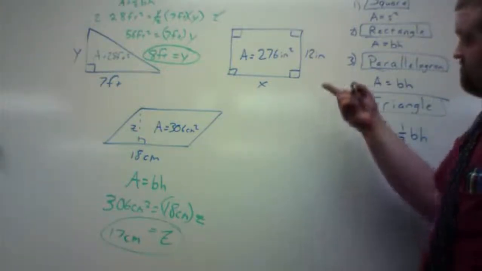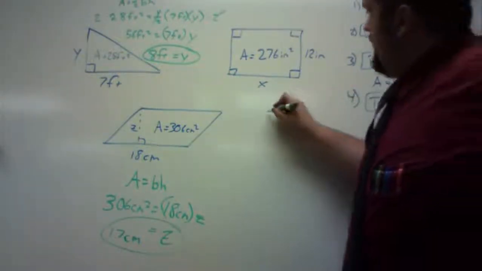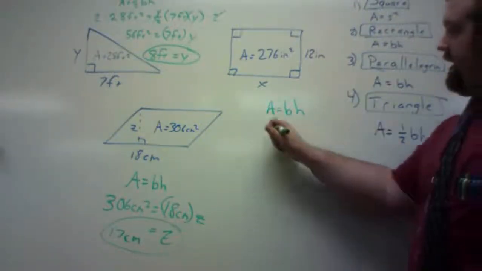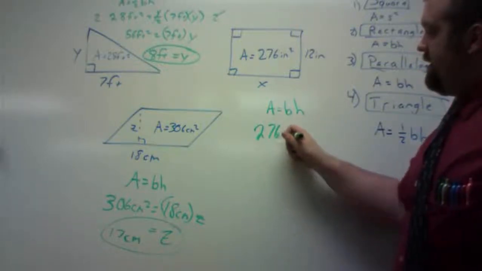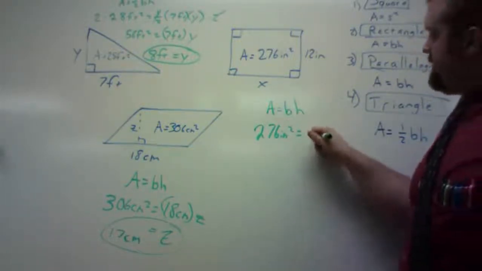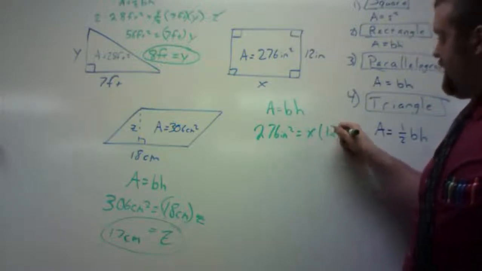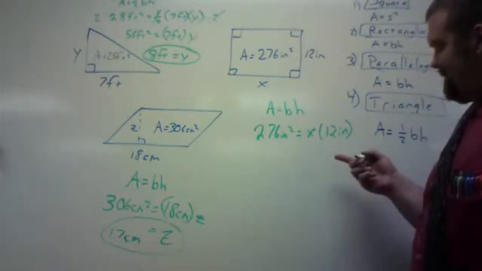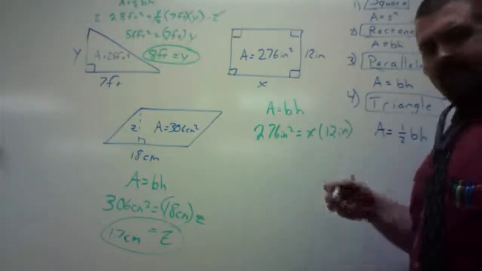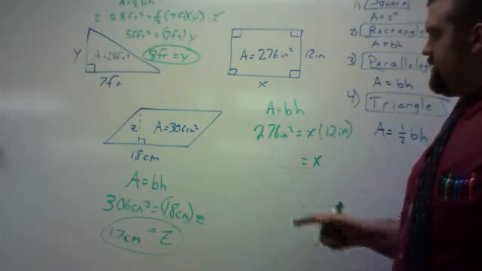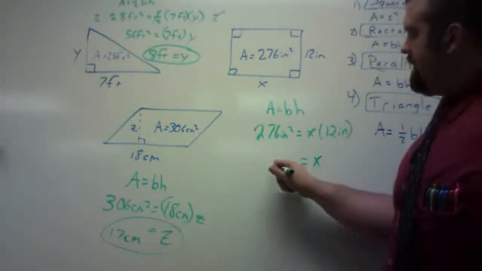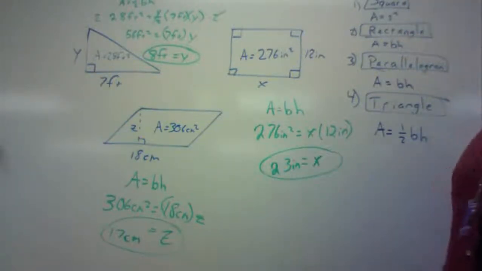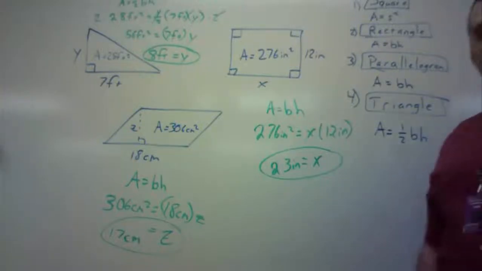The next one, rectangle. Well, the area for a rectangle is A equals BH, base times height. I have area, 276 inches squared, equals base, x, times the height, 12 inches. I'm trying to solve for x, so solving for it means getting x by itself: divide both sides by 12. 276 divided by 12 ends up being 23 inches. And that's all this is.